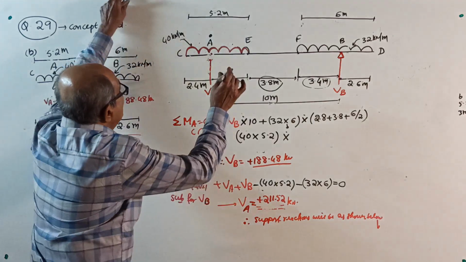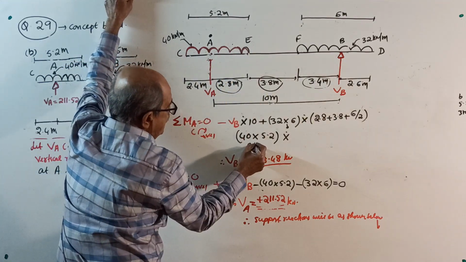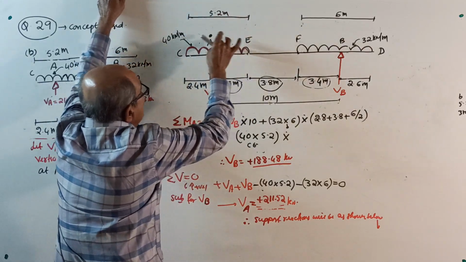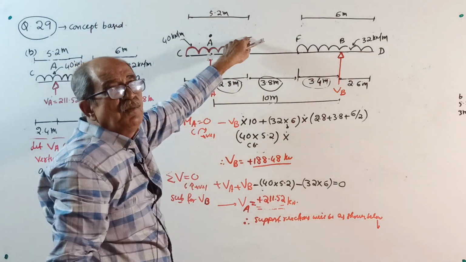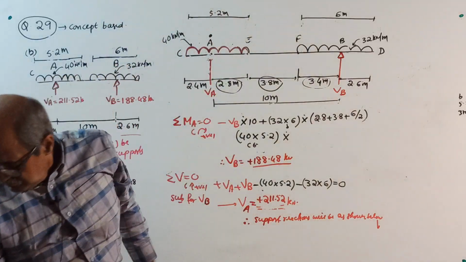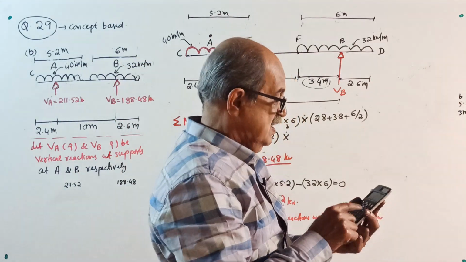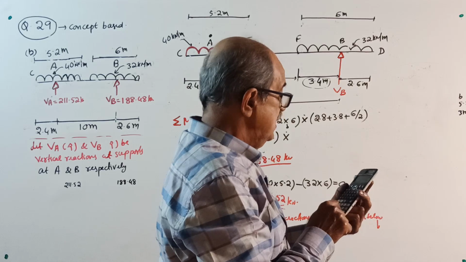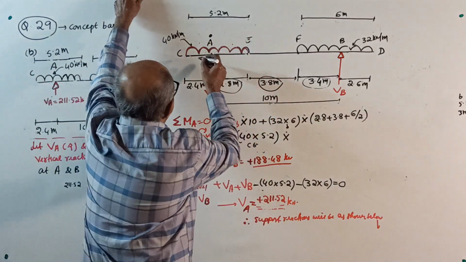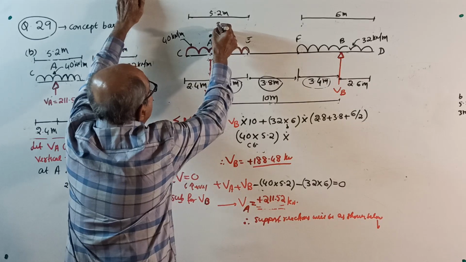Now do one thing. See here. We have considered the total load from C to E, which is 5.2. The total load will pass through the center of the loaded length. 5.2 divided by 2 is 2.6, so it will pass at 2.6 meter. This is 2.4, this is 2.8. So the resultant load will pass somewhere here.